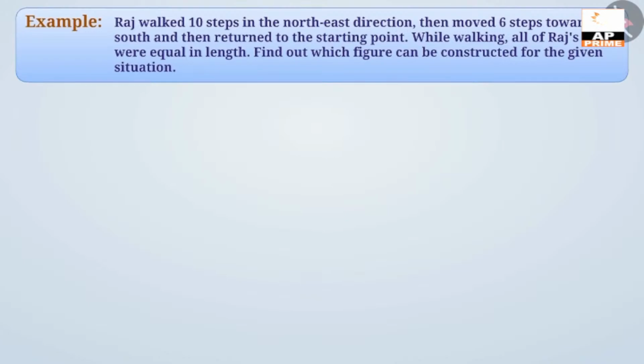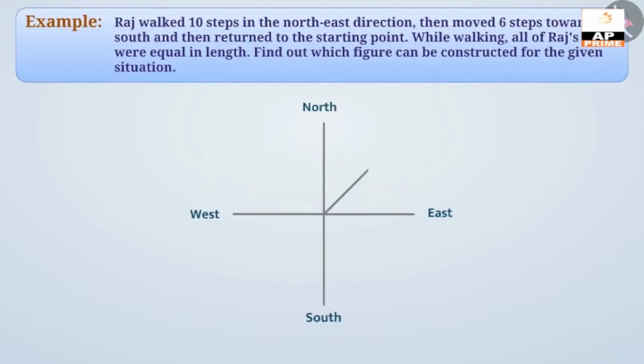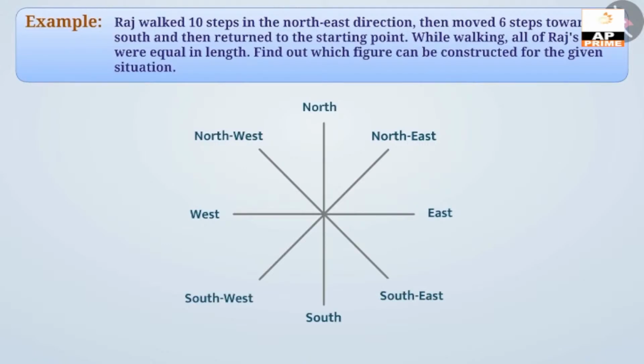First of all, we will make a rough figure and find out which figure we will get. For this, we need to know about the directions. So, let's understand them first. You must recall that there are 4 major directions: east, west, north, and south. With this, the directions in between them are the northeast, northwest, southwest, and southeast, which we depict as given in this figure.